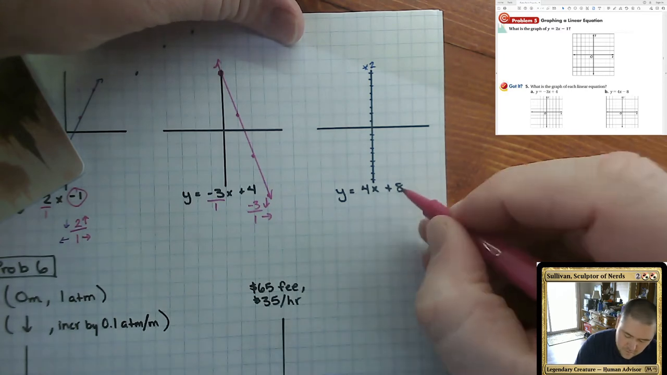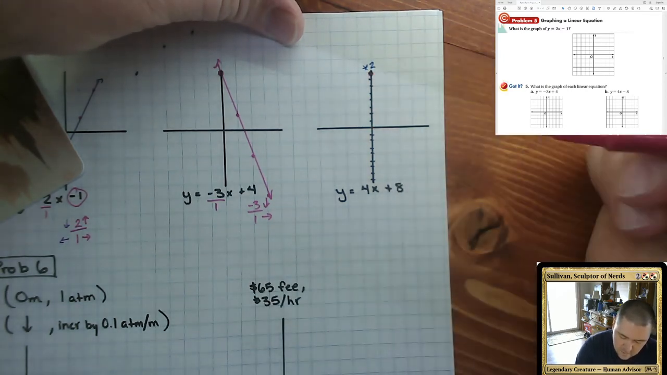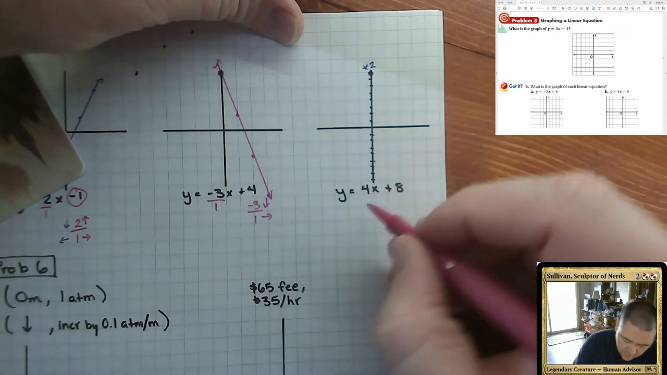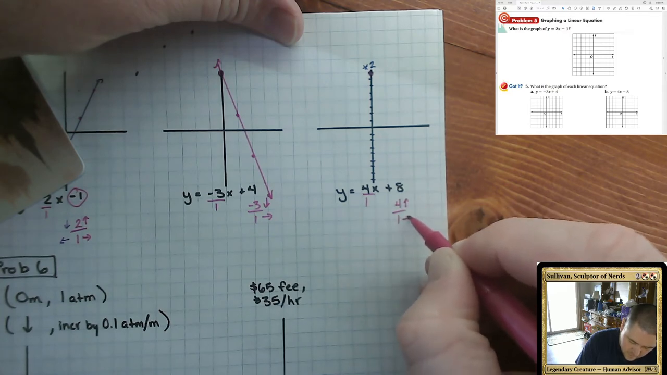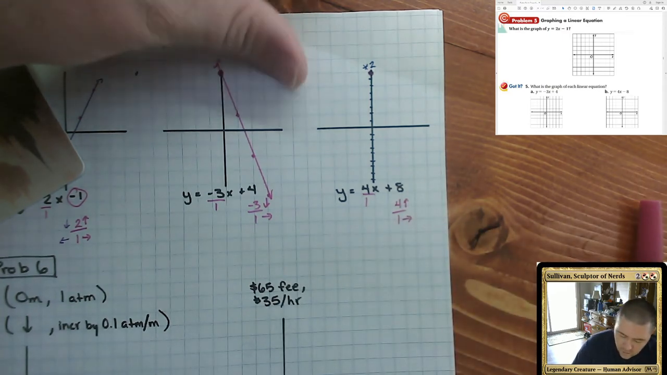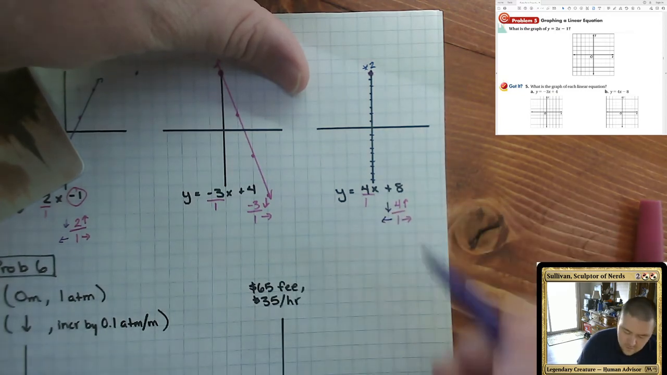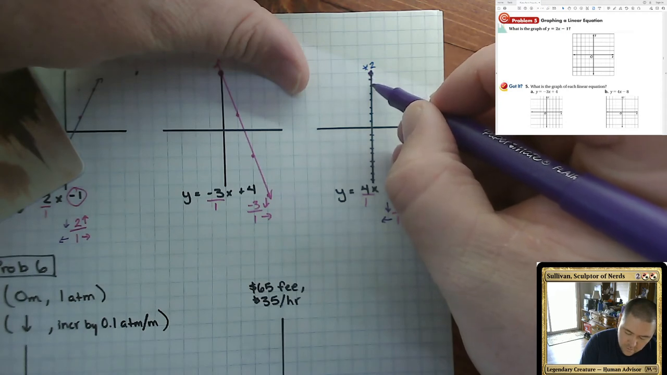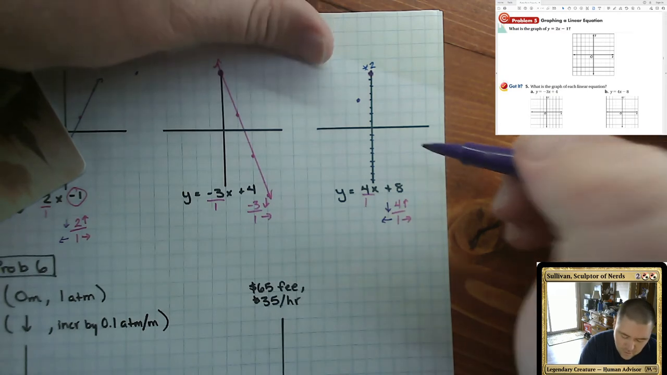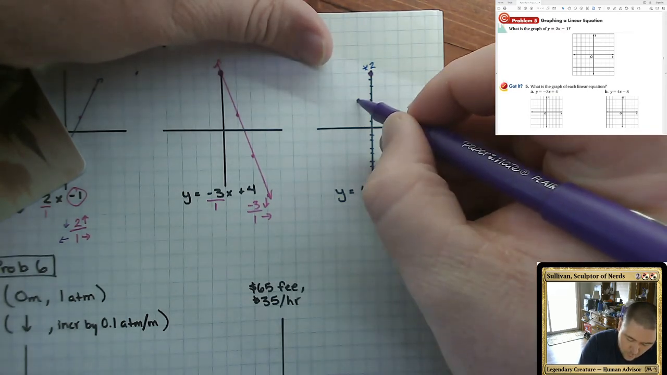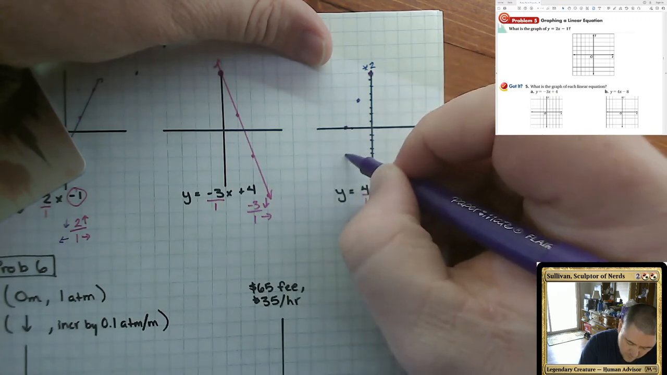Okay, so now we'll start at 8, up 2, 4, 6, 8. Up 4, right 1. Well, what happens when I can't go up 4 and right 1? I reverse that and go the other direction. Down 1, 2, 3, 4, right 1. Remember, my x-axis is still by 1s. Down 1, 2, 3, 4, right 1.